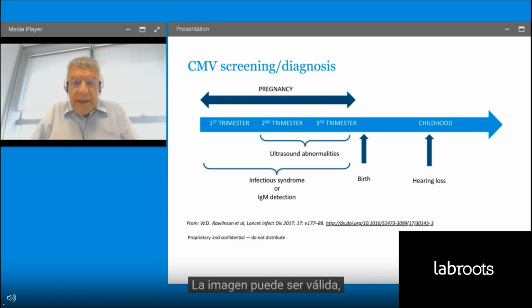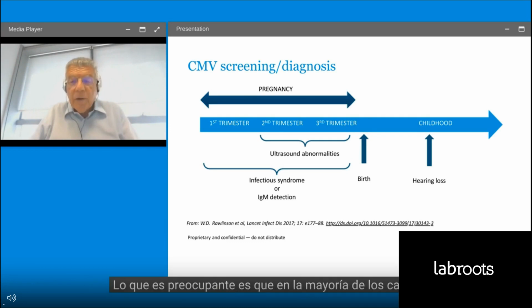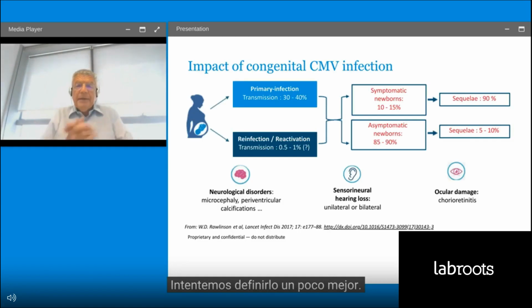The imaging may be valid, but only in the later phases of pregnancy, as you see here. And what is worrisome is that in most instances, screening is yet not performed, and in case an infection appears, then the consequences during childhood will appear. Let's try and define it a little bit better.